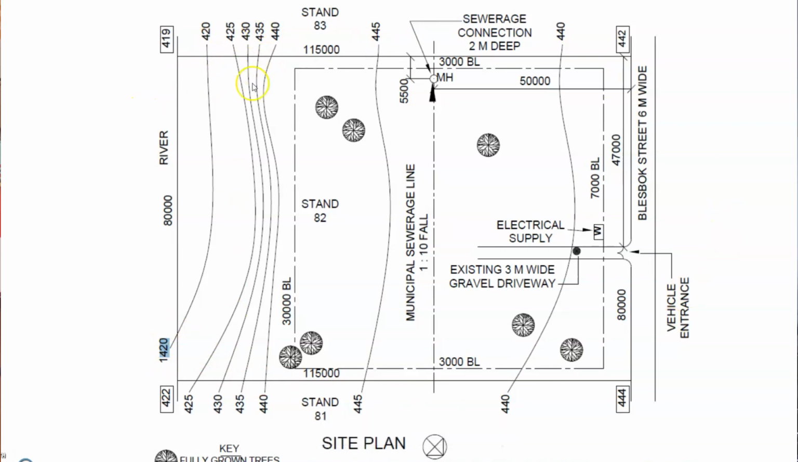We've got our contour lines. We have a building line. That's a 30 meter building line from this border to here. Then we have our municipal sewer line with our manhole indicated. Its measurements are clearly indicated, also specified as a sewer connection here. Then we've got our corner heights, okay? And we have our adjacent street with our vehicle entrance, existing 3 meter driveway, electrical supply.